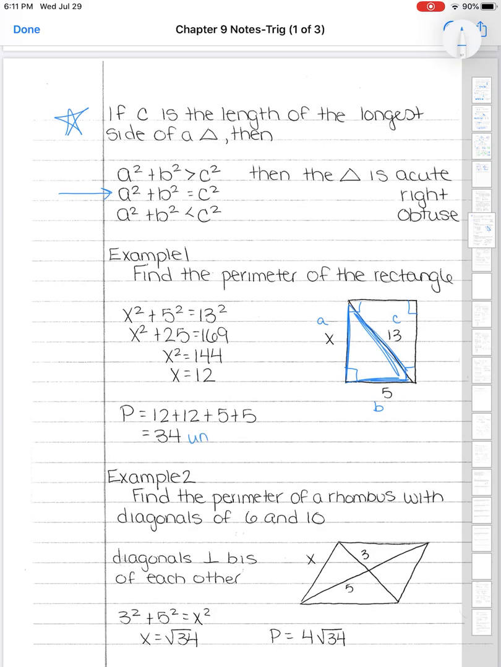All right, so it says find the perimeter of the rectangle. So we know it's a rectangle, which means we know we have 4 right angles. So if I just look at this one right here, I can use my Pythagorean theorem, which says a squared plus b squared equals c squared. When I solve, I get x squared equals 144, so x is 12, which means opposite sides are the same. So 12, 12, 5, and 5 makes 34 units for my perimeter.